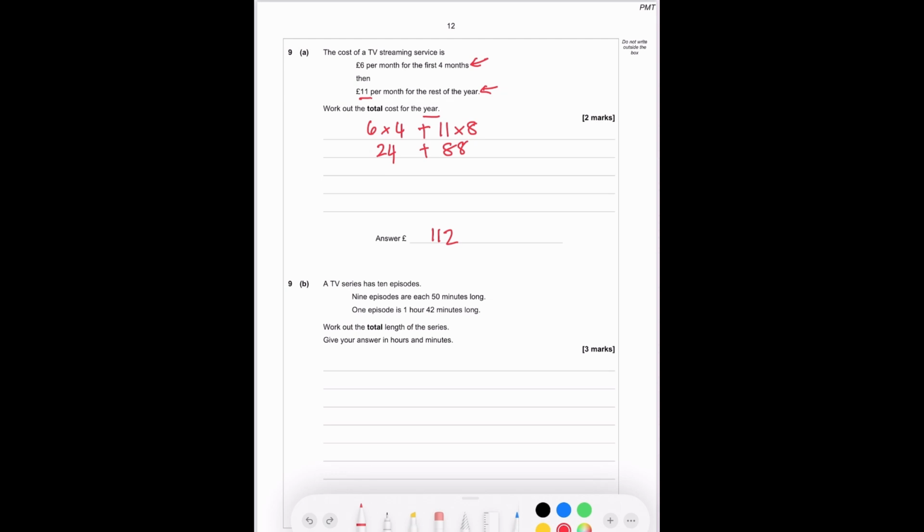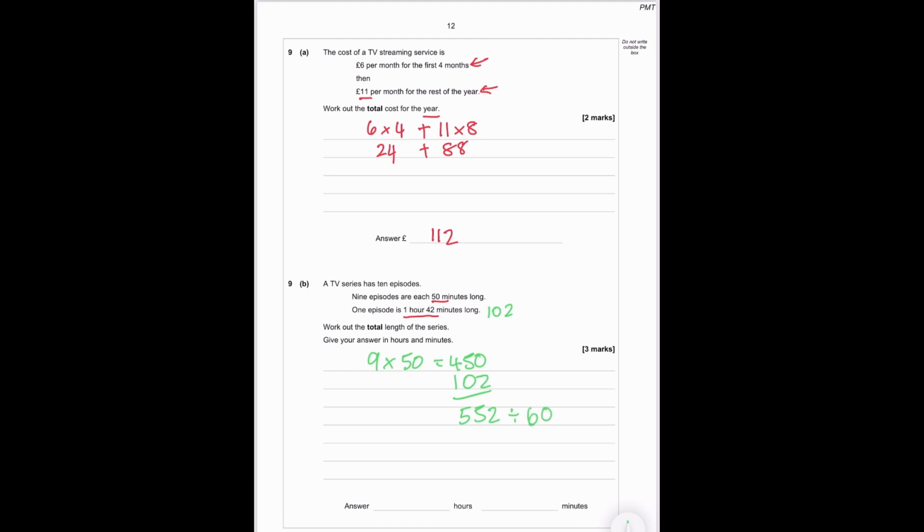A TV series has 10 episodes. 9 episodes are 50 minutes each, and 1 episode is 1 hour 42. So I'm going to add these all in minutes first. 1 hour 42 is going to be 102 minutes. Then we have 9 times 50 minutes, which is going to give me 450 minutes. And 450 minutes add 102 is going to give me 552 minutes. Now I'm going to divide that by 60 to put it into hours, which gives me 9.2. So that's 9 hours, and 0.2 times 60 minutes gives me 12 minutes.